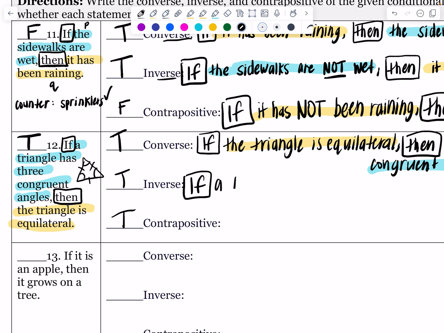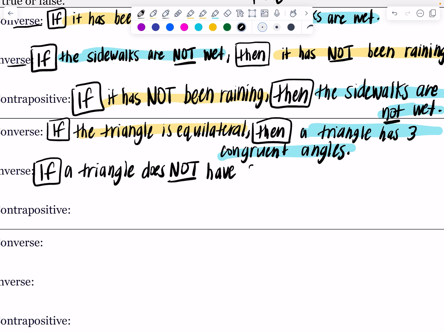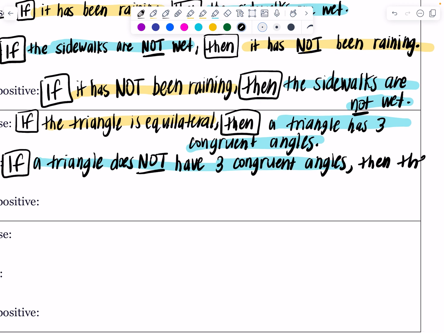So if a triangle does not have 3 congruent angles, I guess I'll write the word congruent since I'm posting this for the key. Congruent angles. So that was if not blue, then not yellow. Then the triangle is not equilateral.